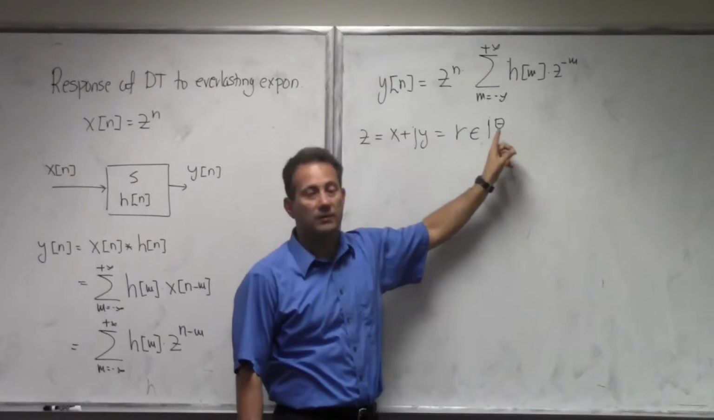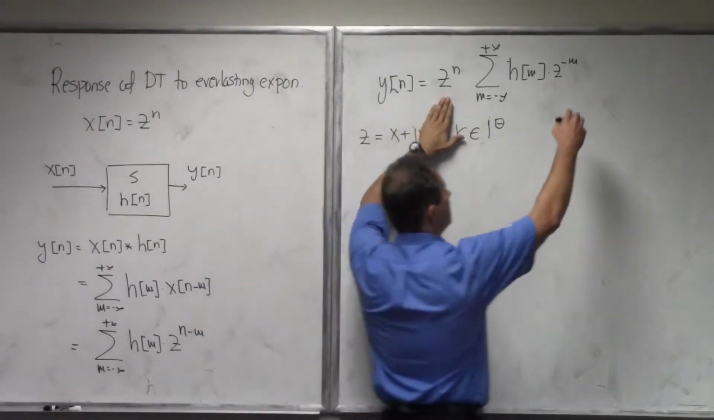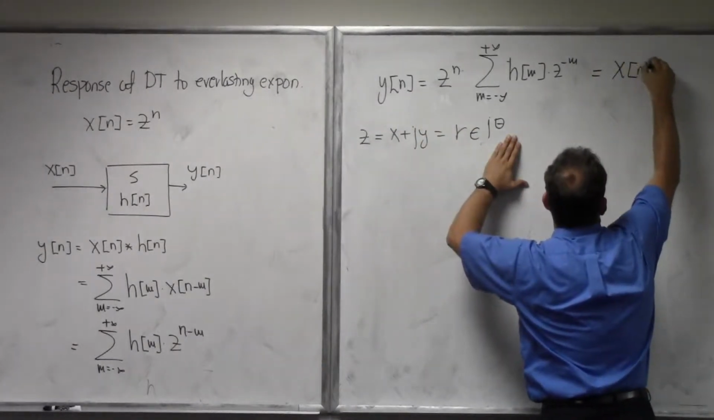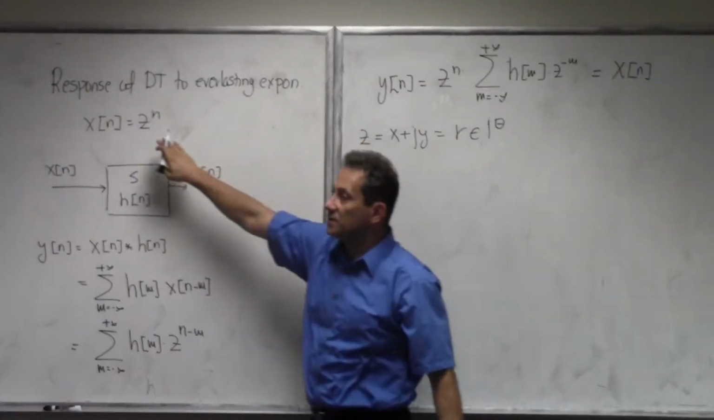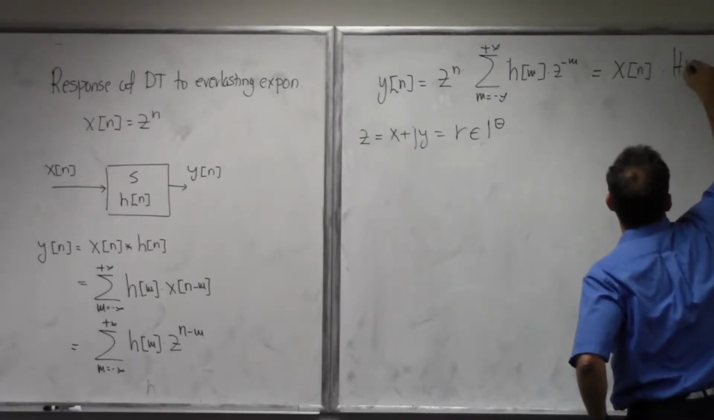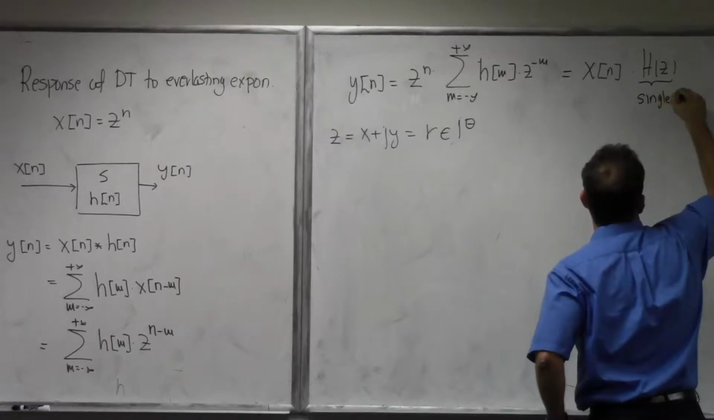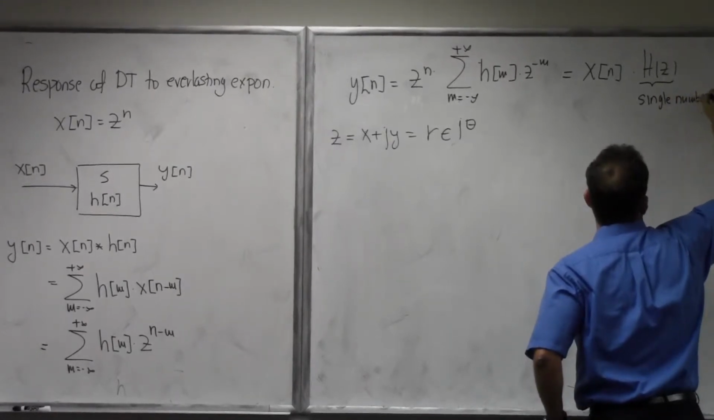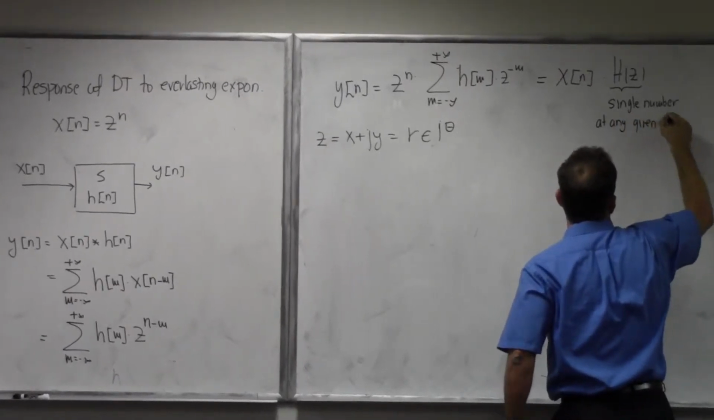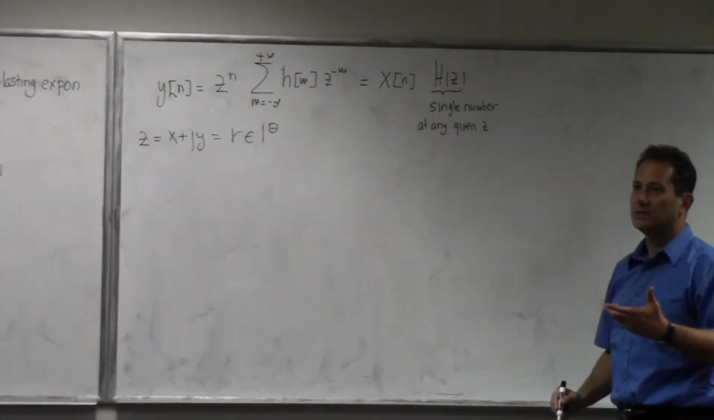You see that? That y of n is going to be z to the n, which I can say is x of n times, because x of n is z to the n. And then this number here, which I'm going to call h of z. Let me just make sure this is a single number at any given z. Okay? So this should resonate. This is familiar to us.